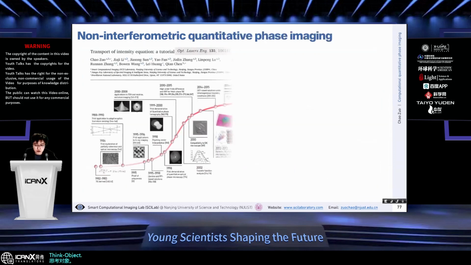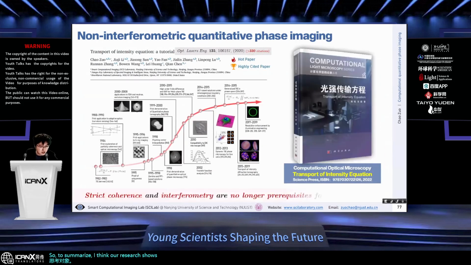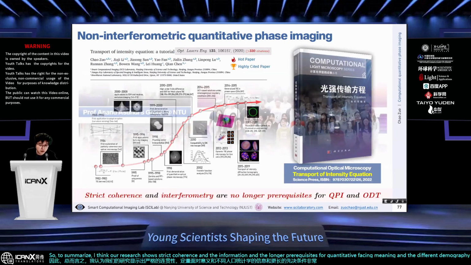And to summarize, I think our research shows that spatial coherence and information are the longer prerequisites for quantitative phase imaging and optical diffraction tomography, which are very promising techniques towards a new generation of label-free 3D microscopy.